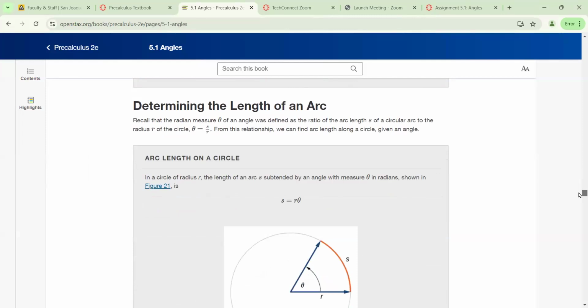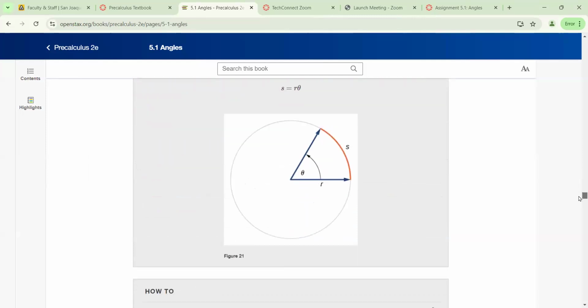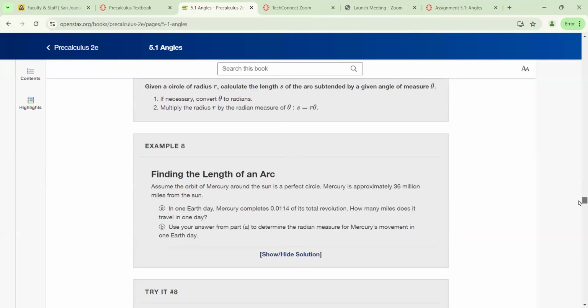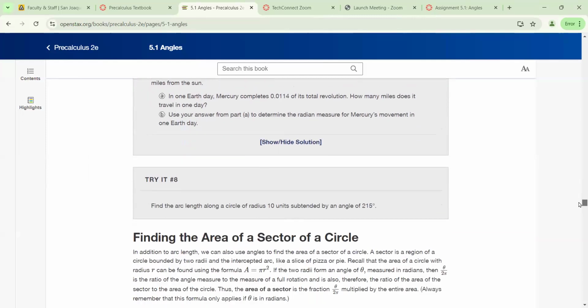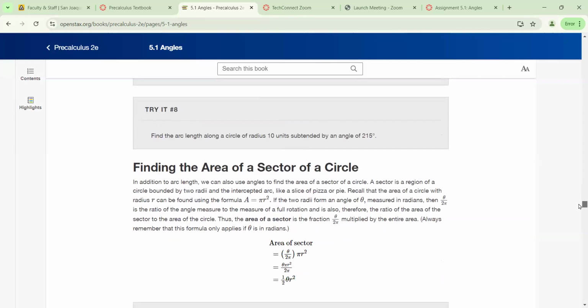And we did the length of the arc formula before as well. S is equal to r theta. So here are some examples to find that. For the area of a sector, pi r squared is given as the area of the circle. And this is the formula that we use for the sector. To derive that, we divide by 2 pi. One half theta r squared is the formula for the area of a sector.